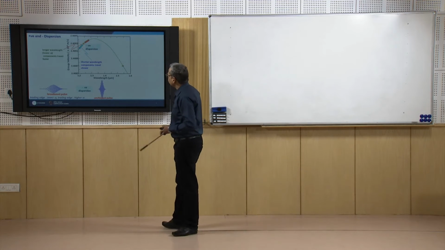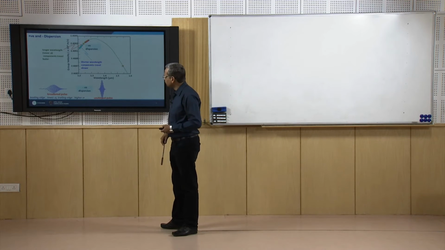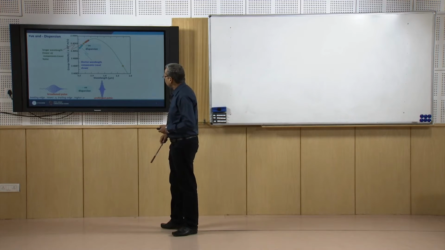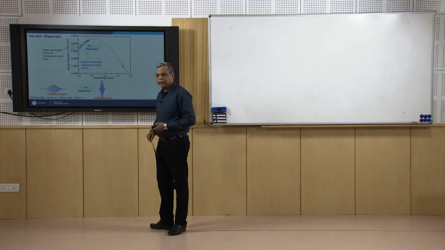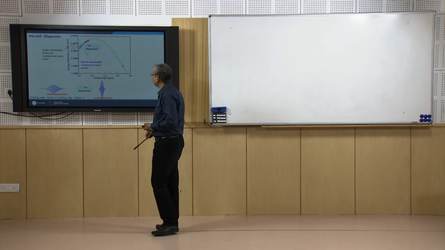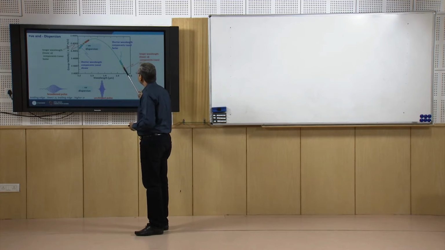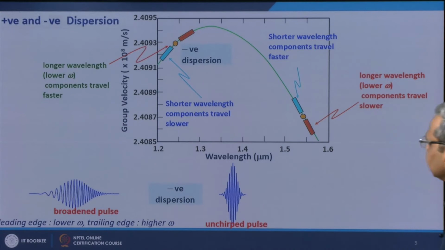While if I take my laser source somewhere here, then I know at this wavelength the dispersion is positive, and if I look at the group velocity of the shorter and longer wavelength components in the vicinity of this, around the center wavelength, then here the shorter wavelength components travel faster and the longer wavelength components travel slower.